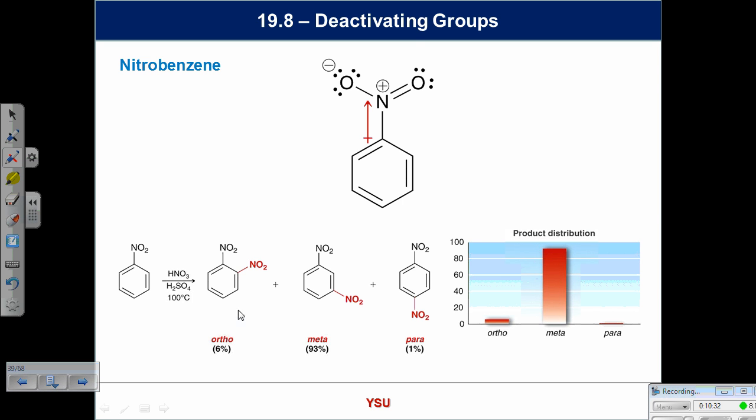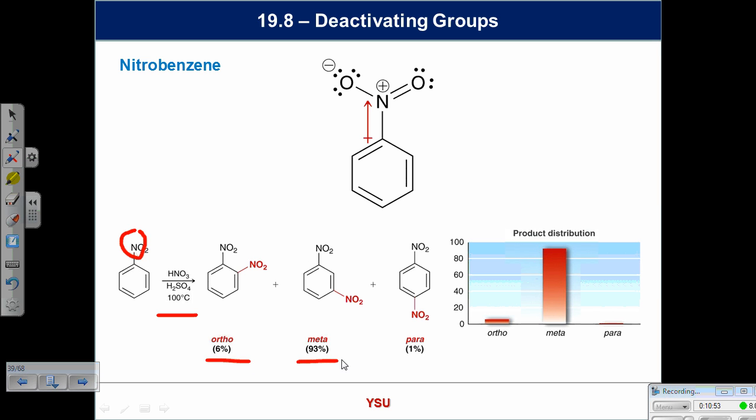So what we've got down here is the experiment showing the reaction between nitrobenzene and nitric acid and sulfuric acid. The 100 degrees C is an indication of the fact that this is a pretty slow reaction, and you have to speed it up. Why is that? You should be able to explain it. It's because the NO2 group is electron withdrawing. It's slowing down the next step. We do see now a switch. I have a little bit of the ortho coming out now.